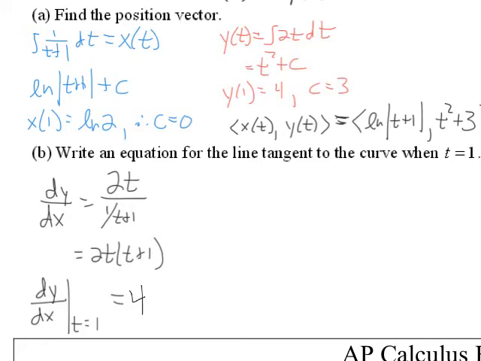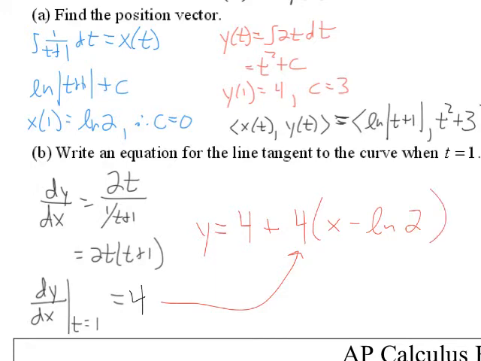So all we need to do is write our point-slope form of the equation. y is y1 plus our slope times x minus x1. Remember, these x1 and y1 came from the initial phrasing of the question.